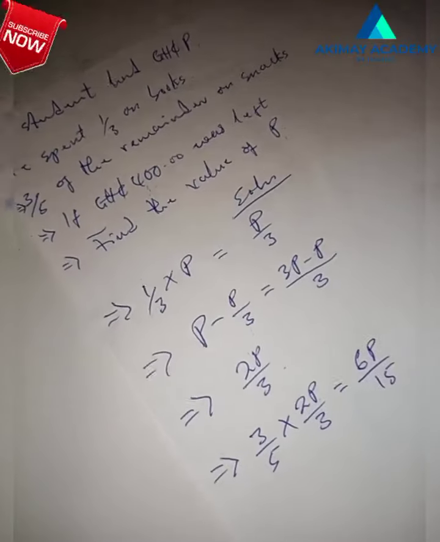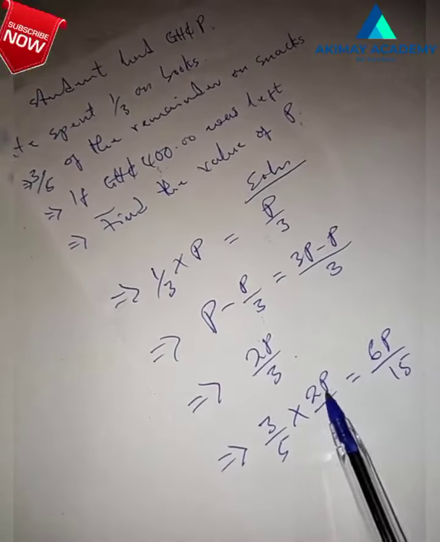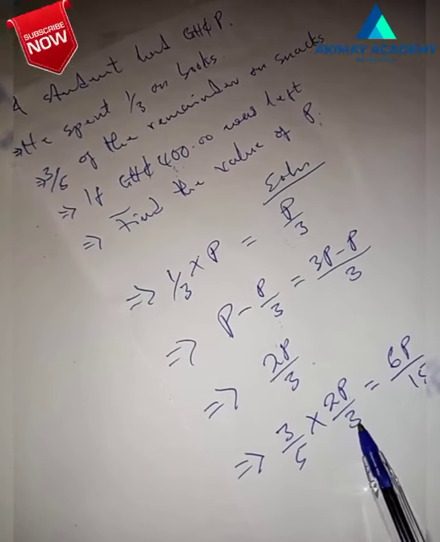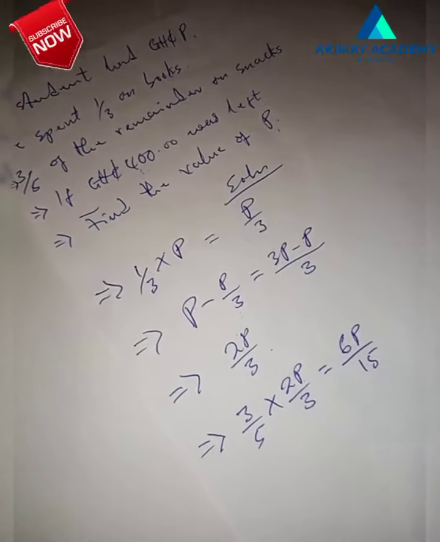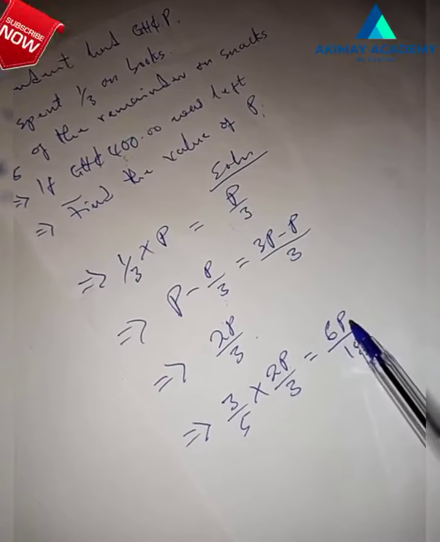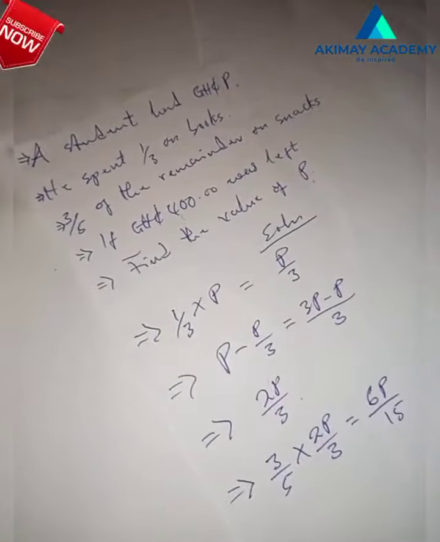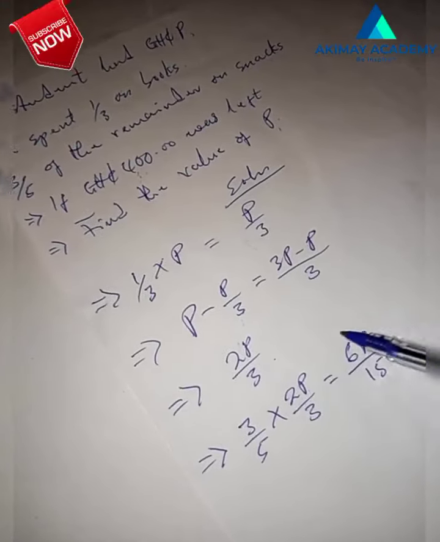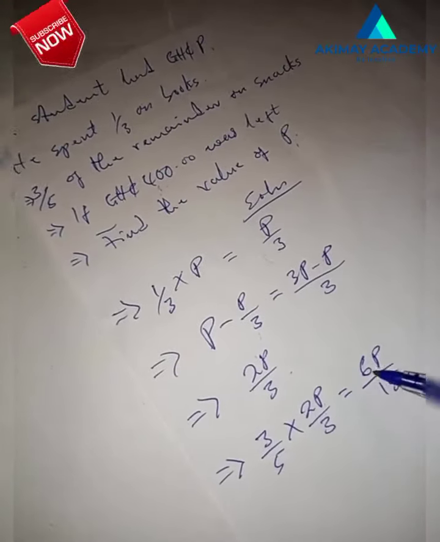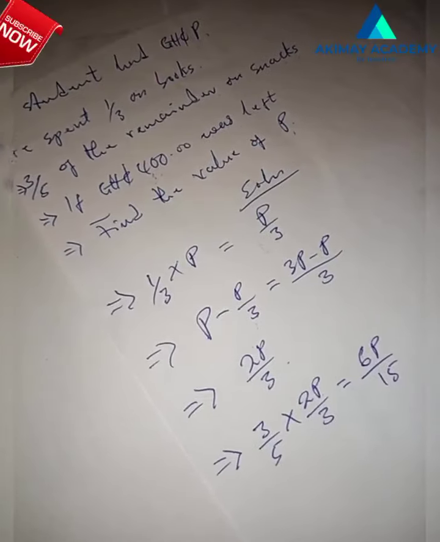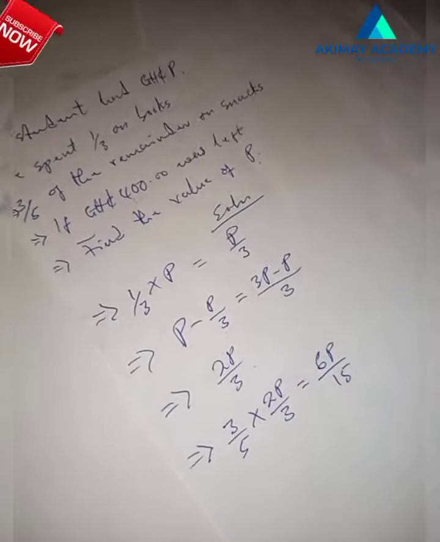So he spent 3/5 of the remainder, which is 2P out of 3. So 3/5 of the remainder is 6P out of 15. This is the fraction of the money the student used on snacks.